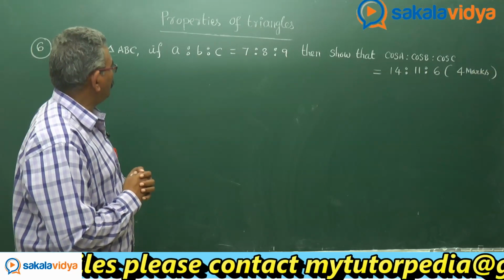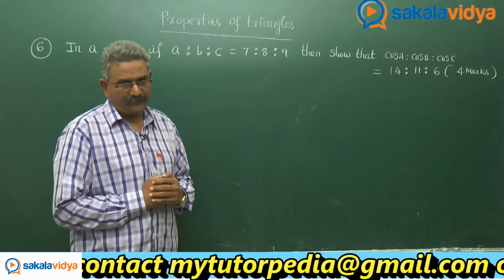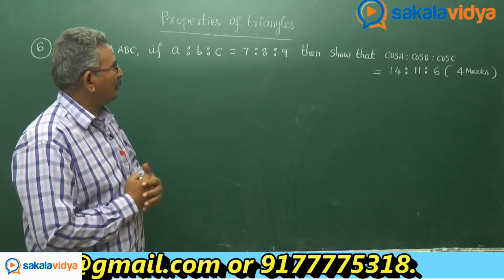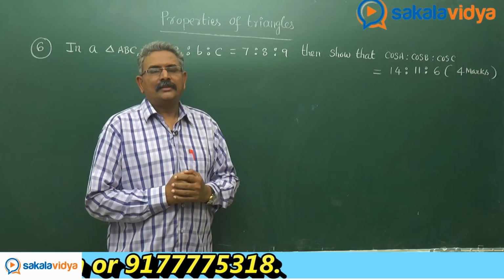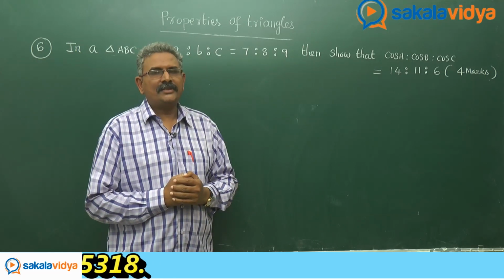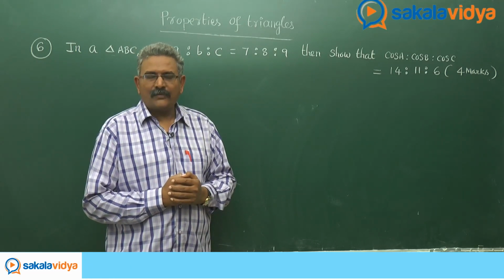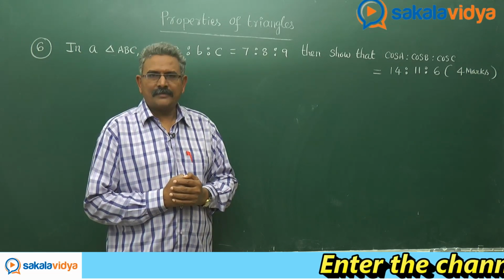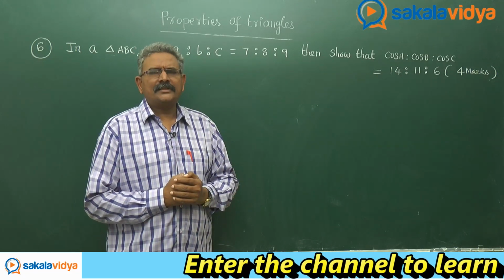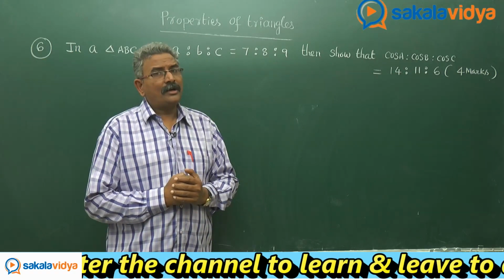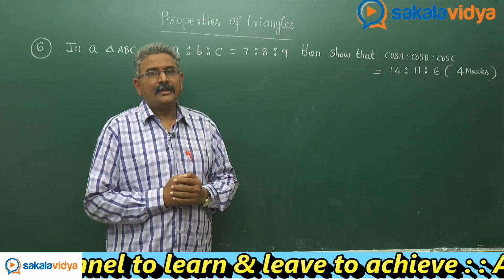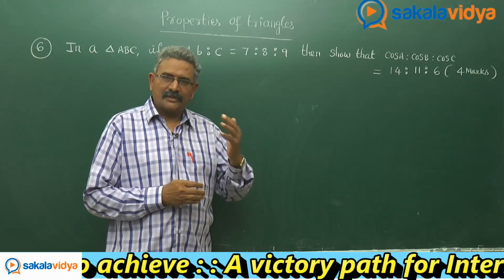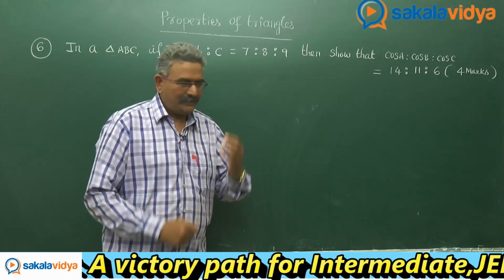As the ratio between the sides of the triangle is given, with the help of the a, b, c values, we can find out cos A, cos B, cos C using the law of cosines. So first let us find out cos A, cos B, cos C. After that, the ratio among cos A, cos B and cos C is to be determined.